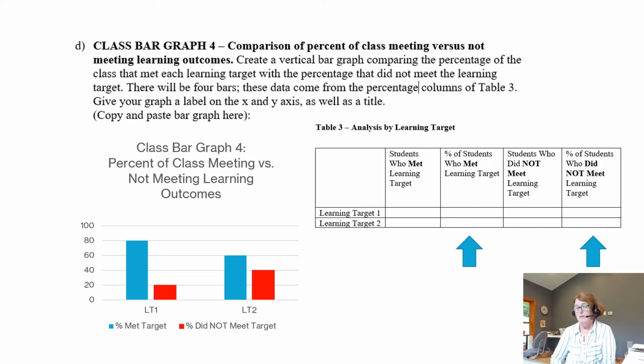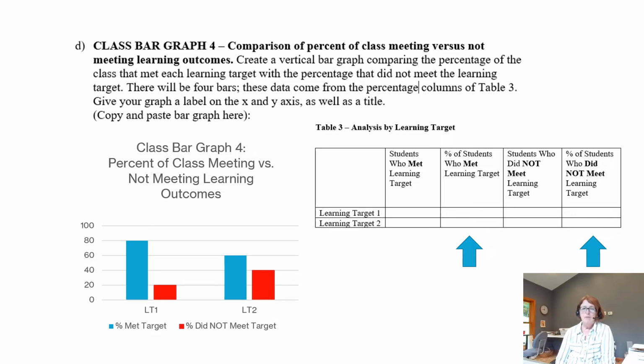So again, the title is what I've been doing all along, Class Bar Graph 4, percent of class meeting versus not meeting learning outcomes. And again, I just made up dummy numbers. Here this time, you can see that more students met the learning target than did not meet the learning target, the greater percentage. However, it appears in this set of dummy numbers, a greater percentage struggled with learning target 2. The met and did not meet were a little bit closer. If this were the actual data, we'd say, hey, students are doing pretty well with learning target 1. Look at that blue bar.